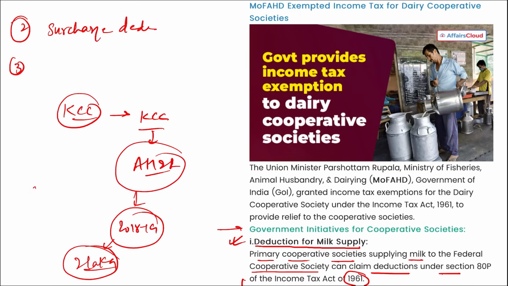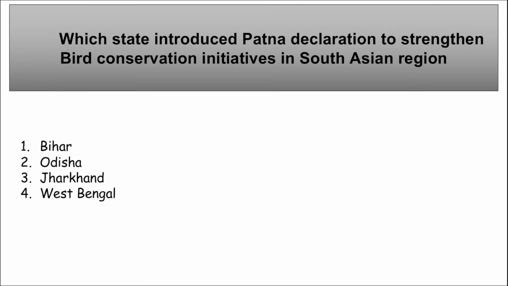Moving on, which state introduced Patna Declaration? Take a note of this. Patna Declaration to strengthen the bird conservation initiatives in the South Asian region. Patna Declaration. Right, as the name suggests, Patna. Where is Patna? Patna is in Bihar.